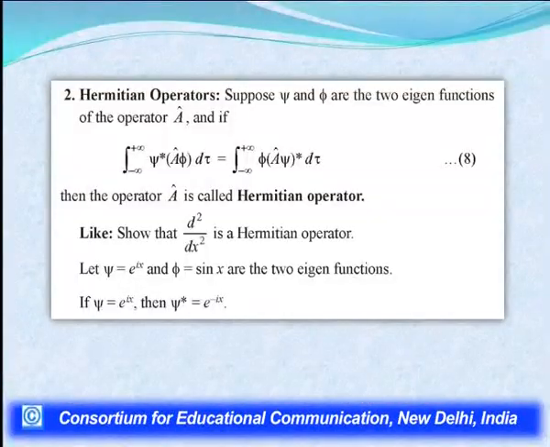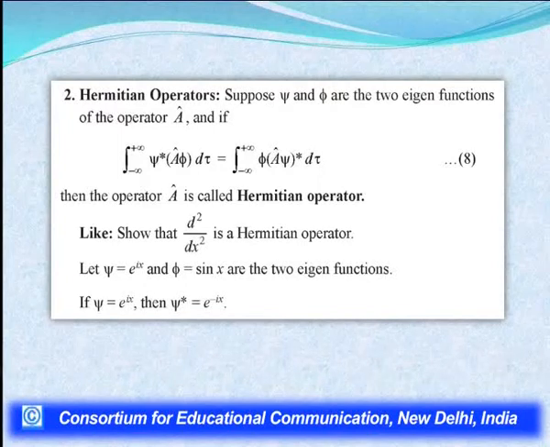Now just see the example. Suppose they say, show that d square by dx square is a Hermitian operator. Obviously, to show an operator to be Hermitian you must have two wave functions, and they have given you two functions, e to the power of ix and sin x. Just see the expression. What is required is psi star. The most important thing is that you need psi star; there is nothing to do with phi star.